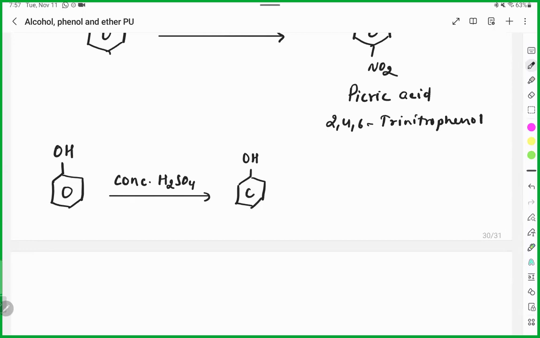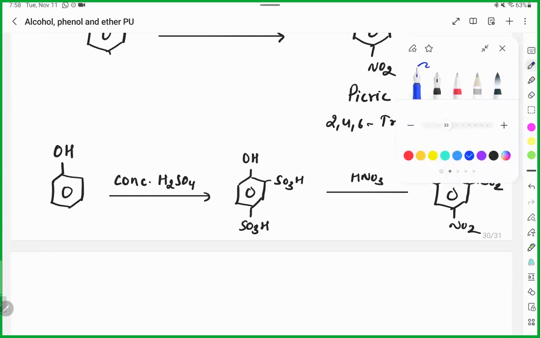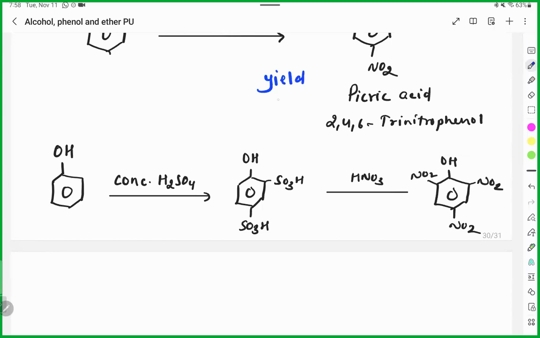Sulfonic acid will be added at the ortho position, SO3H, and the para position. Now, if you add HNO3 in this, you will see the same picric acid, but here the yield is high. In the direct nitration, the yield is slightly low. Here the yield is high. Any doubt? No, sir. Understood.